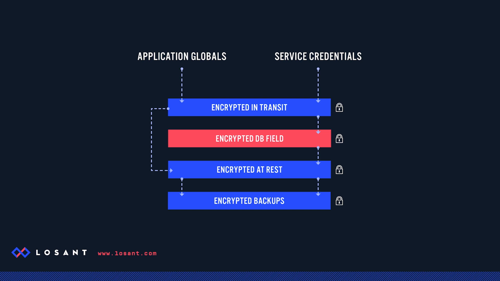Now, all Losant data is encrypted in transit and at rest, and our database backups are also encrypted. Service credentials go through an additional layer of encryption prior to being stored in the database. This means, for example, that if someone were to gain access to our backups and somehow decrypt them, all of your service credentials will still be encrypted by a completely separate encryption key.